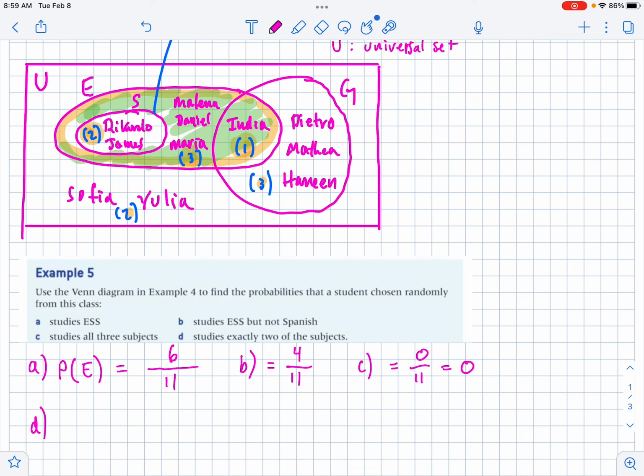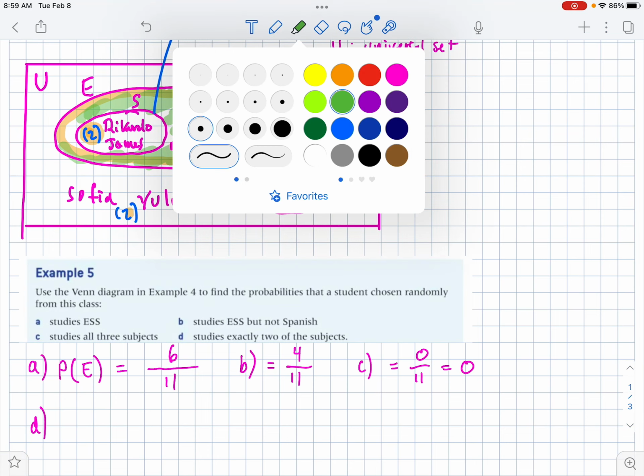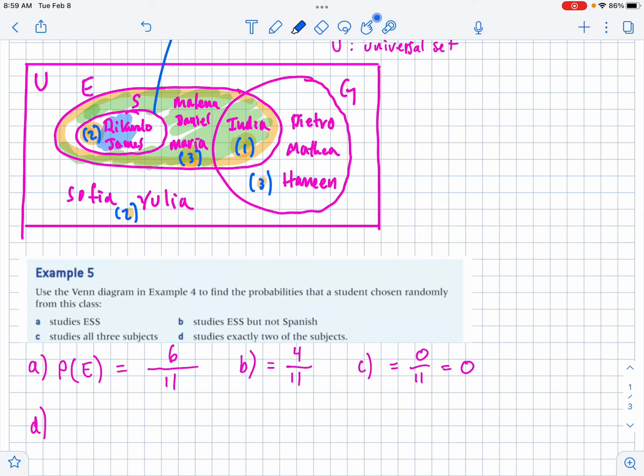Part D, studies exactly 2 subjects. So this is only people that study 2 subjects. Well, there are these 2 people. I could use yet another highlighter. Ricardo and James study Spanish and ESS. And then who else studies 2? Oh, India. India studies ESS and geography. So that's exactly 2 subjects. So if we add those together, that's 3 people out of the 11. So the probability is 3/11ths.